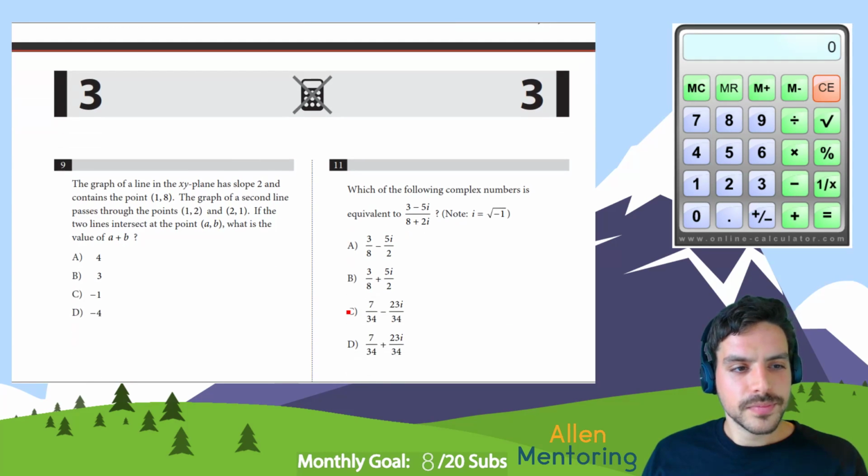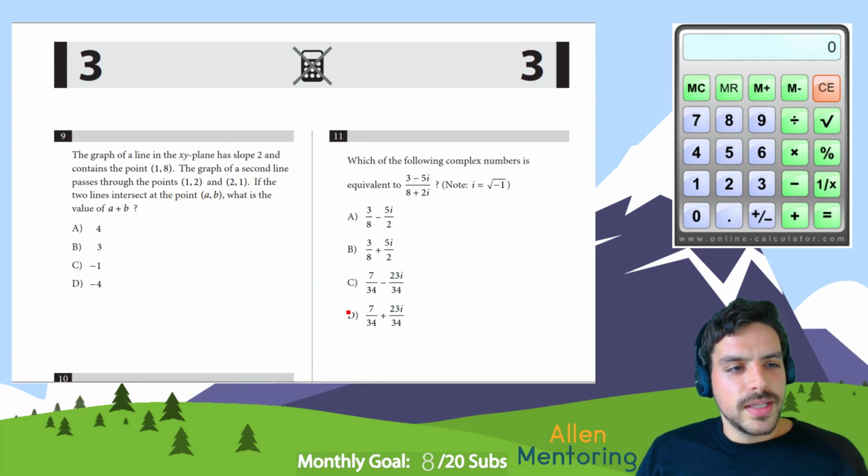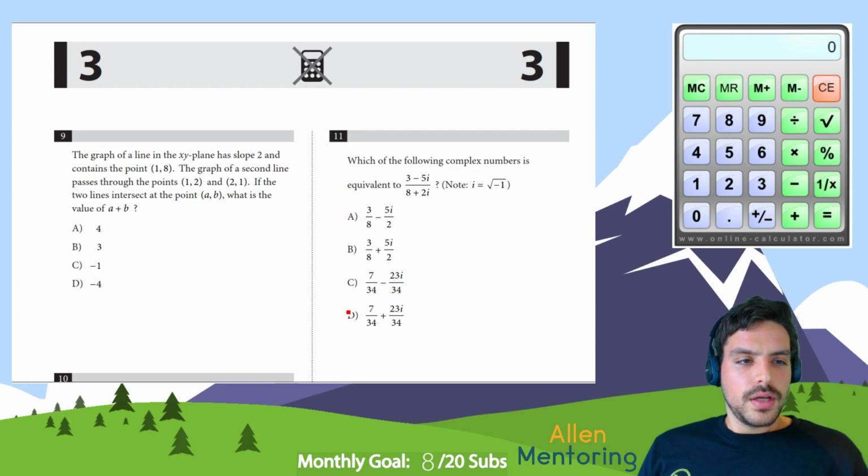All right, number 9. The graph of a line in the xy plane has slope 2 and contains the point (1, 8). The graph of a second line passes through the points (1, 2) and (2, 1). If they intersect at point (a, b), what is the value of a plus b?